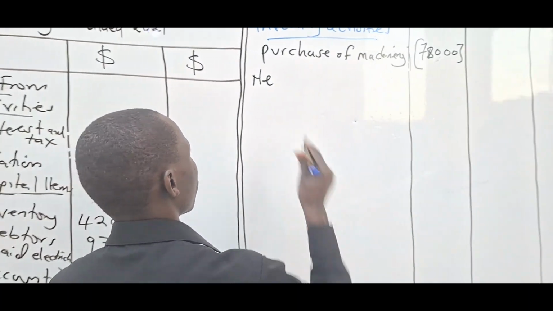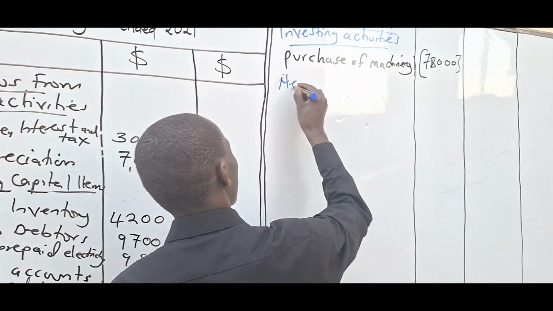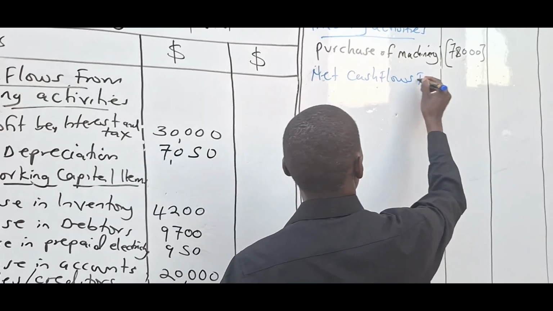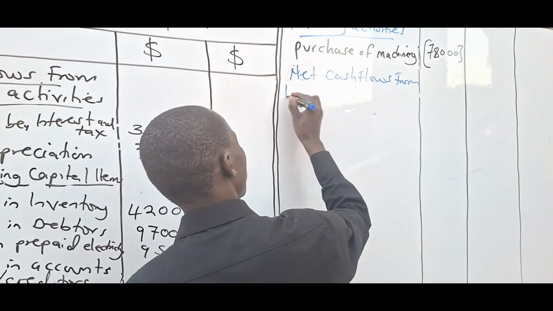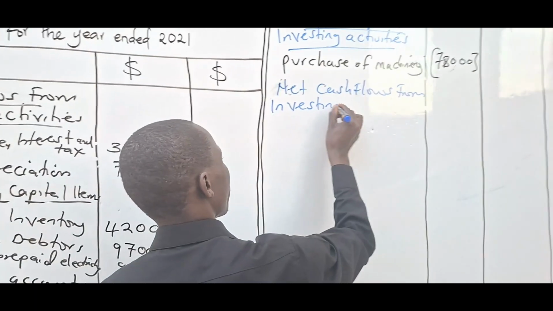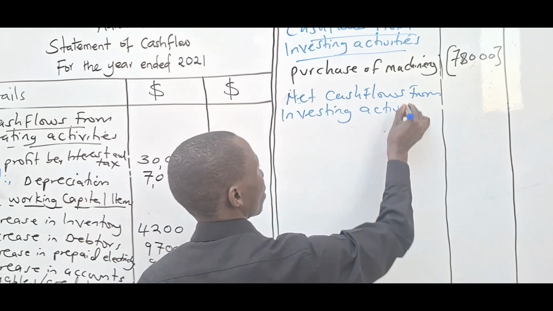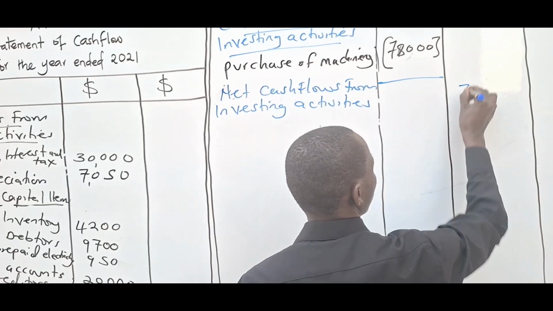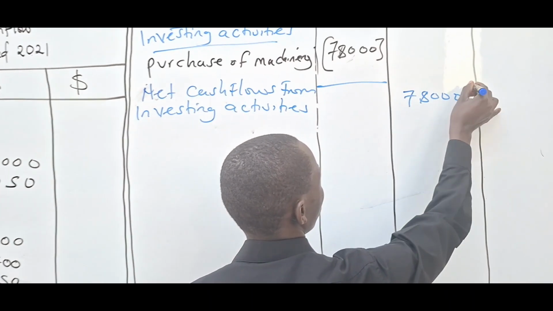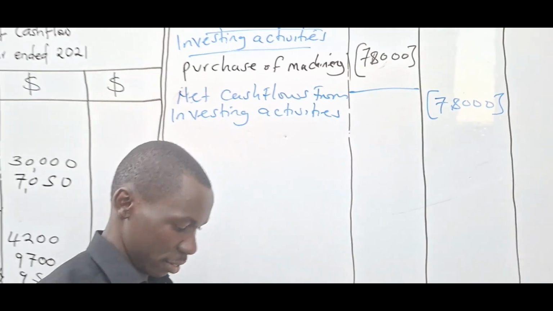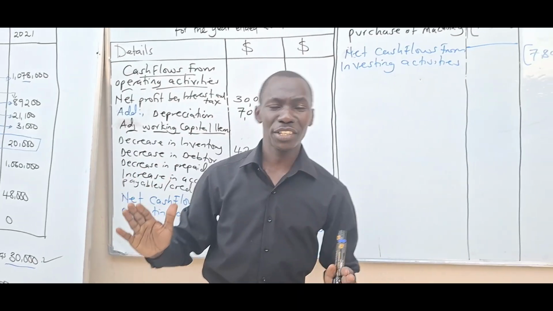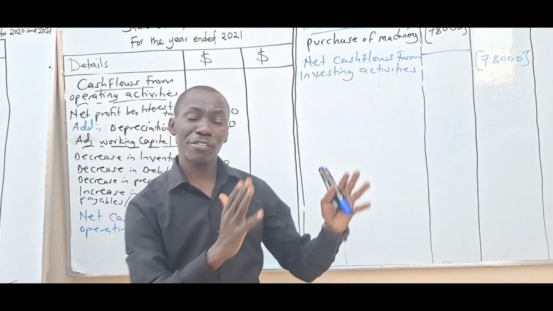With this, net cash flows from investing activities, and our total just gets 78,000, but still as a minus. We are done with cash flow from operating activities. We are done with cash flow from investing activities.